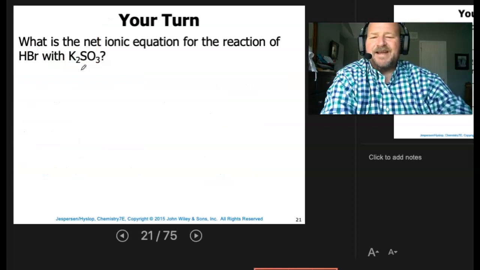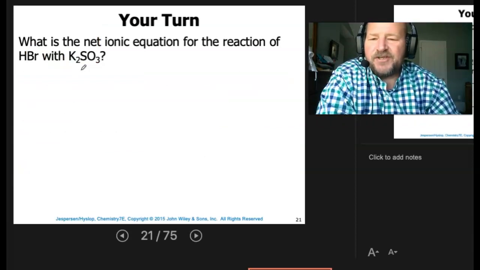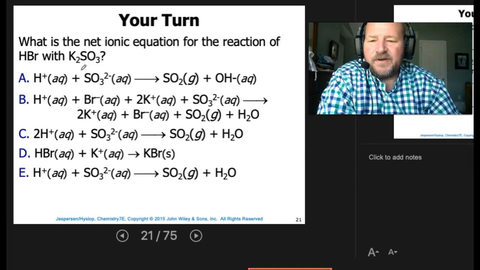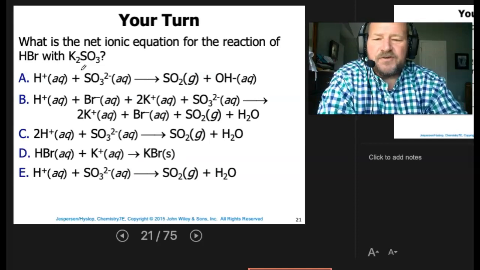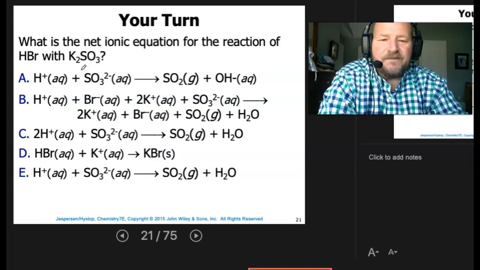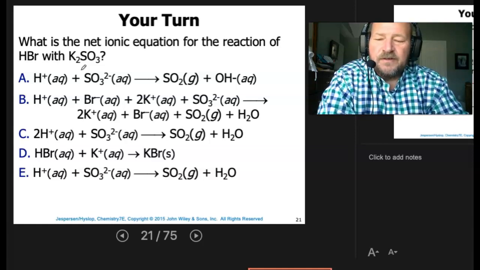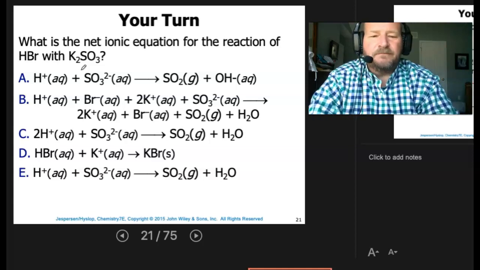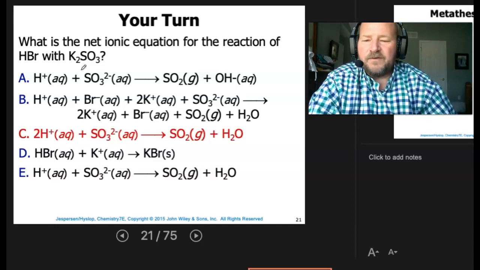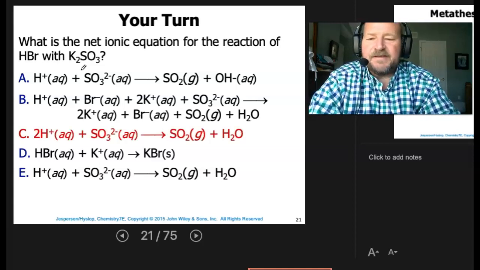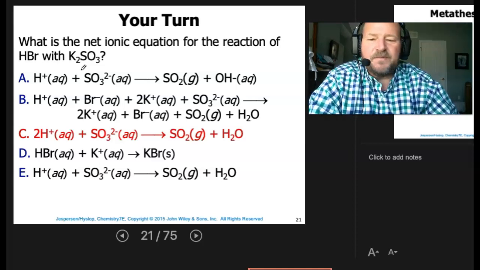All right, what is the net ionic equation for the reaction of HBr with K2SO3? So hopefully you're going to use the same mental trick. All right, we see the SO3, that should flag right away. What gas will SO3 produce? Hopefully you recall that it's going to make SO2 gas. And so after you eliminate a few things, hopefully you come up with C. 2H plus SO3 goes to SO2 plus H2O.